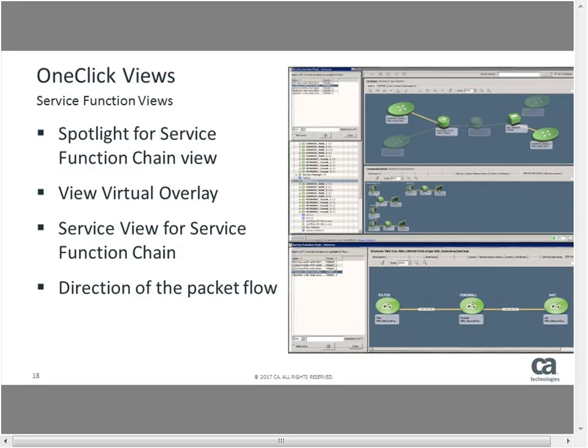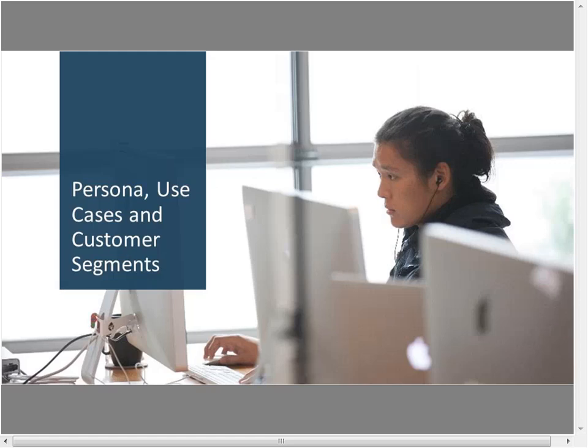Lastly, the service function view. So we have a spotlight view to give you visibility into how your service function chain looks, what kind of physical resources are being utilized for that service function chain, what kind of virtual resources or virtual overlays are utilized, and finally, how your service function view looks. It also gives you the information about the flow, whether the flow is unidirectional or bidirectional, and from which VMs and VNFs that flow is going on. Again, a very helpful view for your network engineers.